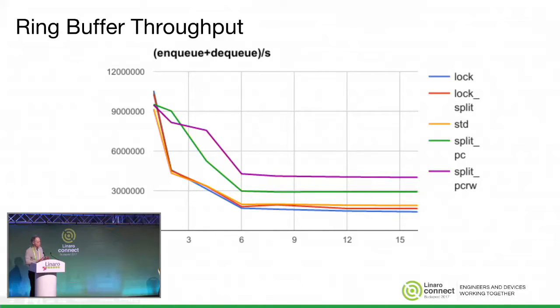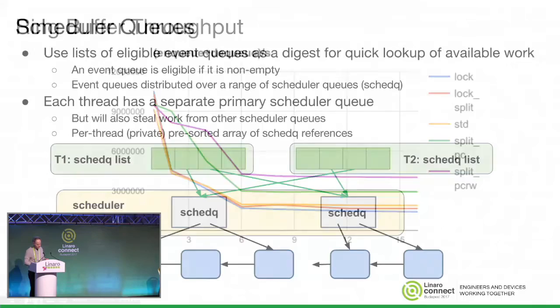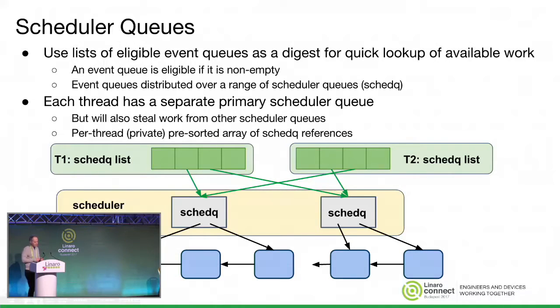So you don't want multiple threads accessing the same queue, the same ring buffer, because that degrades your throughput. So the solution here in the scheduler is to use different scheduler queues. The blue boxes here are these event queues, non-empty event queues. They are mapped to different scheduler queues. In this case, I have a scheduler group with 2 scheduler queues, and I have 2 threads.